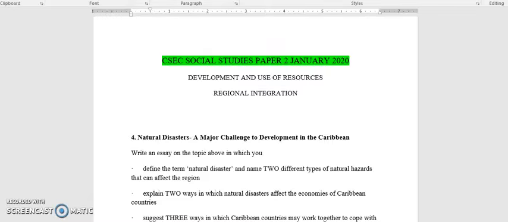Today we will be looking at the CSEC Social Studies Paper 2, January 2020 question on regional integration.